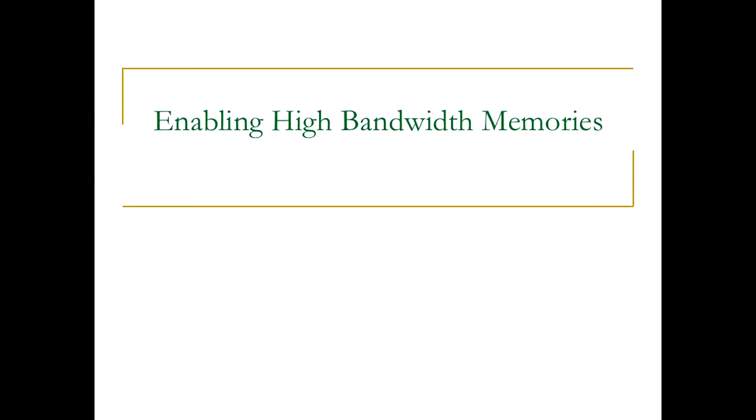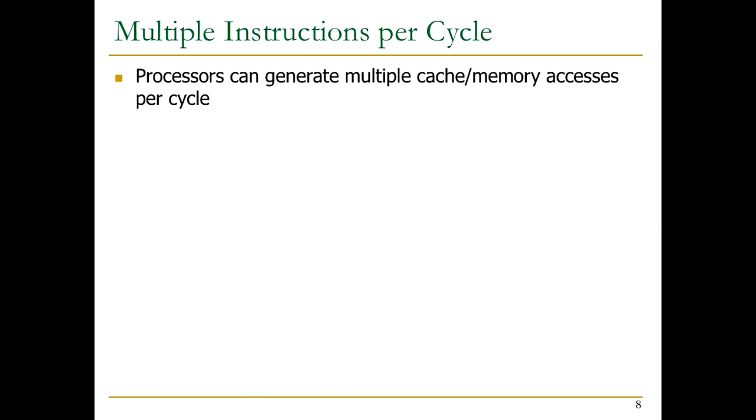Don't worry. Okay, let's jump into enabling high bandwidth memories. So why do we want high bandwidth? Well, one reason is processors can generate multiple cache and memory accesses per cycle, and we've seen how to support that in the cache. Right? This is the idea of memory level parallelism. And also non-blocking caches support that memory level parallelism.